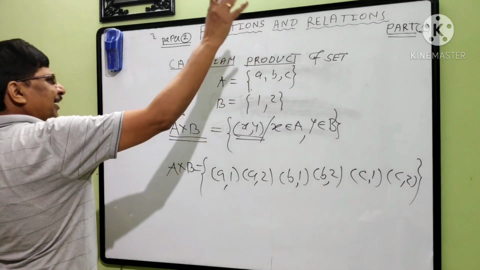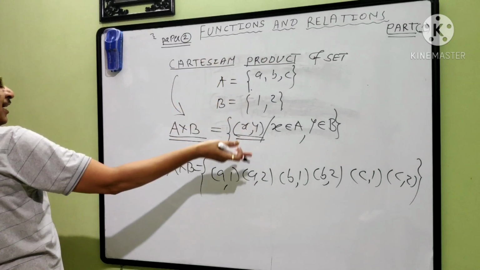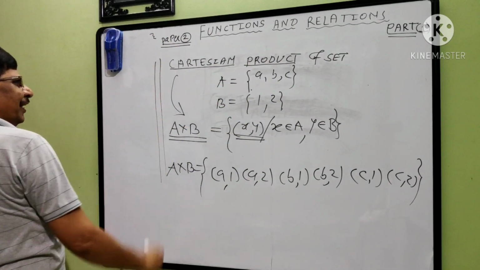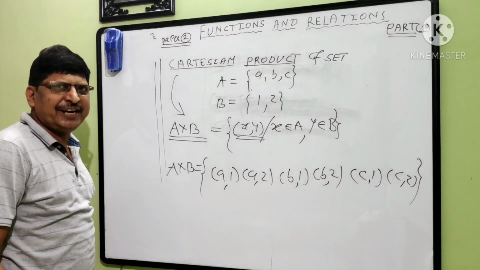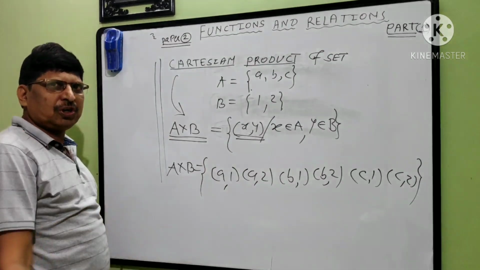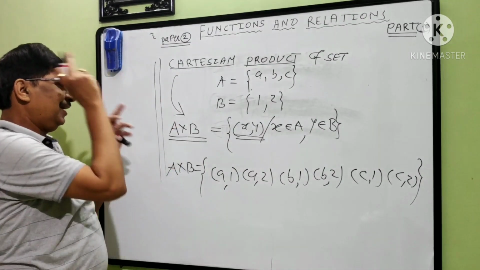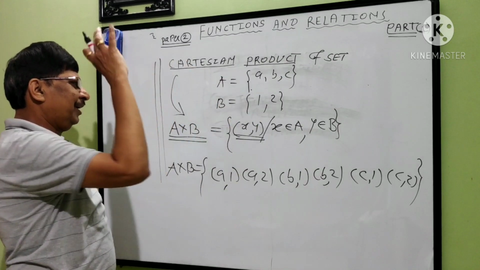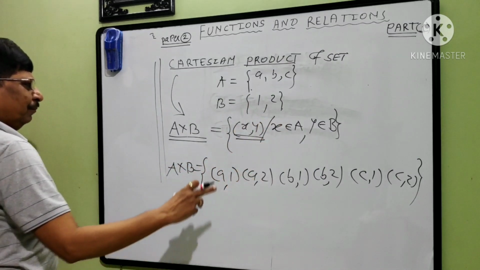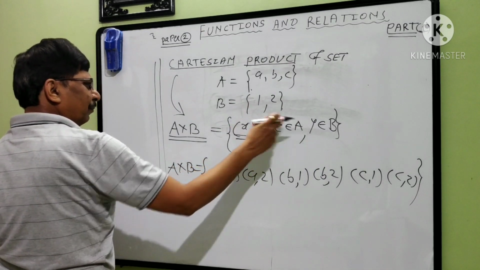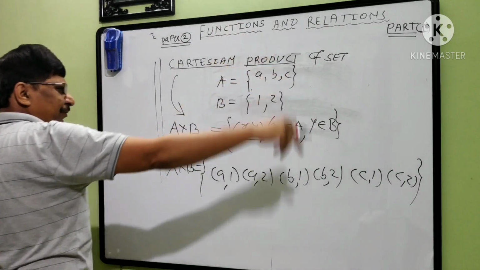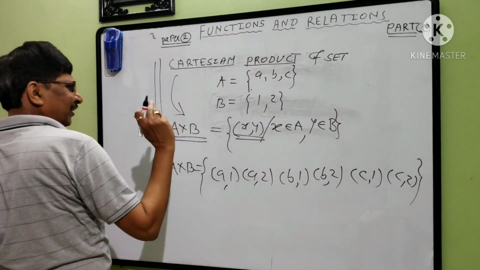If you want, I will write the definition on the board, but the meaning is clear. When A and B are any 2 non-empty sets, then the Cartesian product of these sets, keep the notation in mind, is a set of all ordered pairs such that the first element belongs to the first set and the second element belongs to the second set.